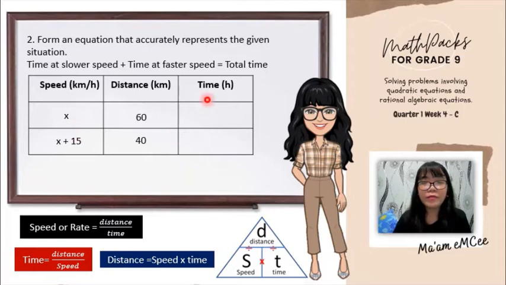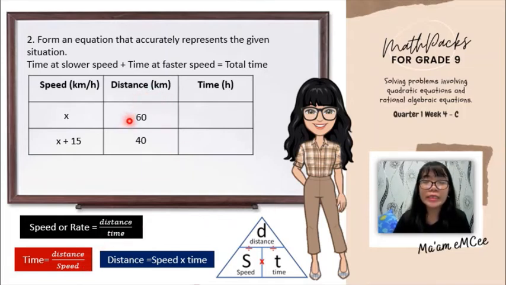And for this one, for this particular problem, notice nga wala kita sing given sa time. So, we can fill this table by using our formula here, wherein time is equal to distance over speed because we already have the given distances and we already represented our speed. So, we can also get our time by substituting our distance and our speed into our formula. So our time is distance over speed.